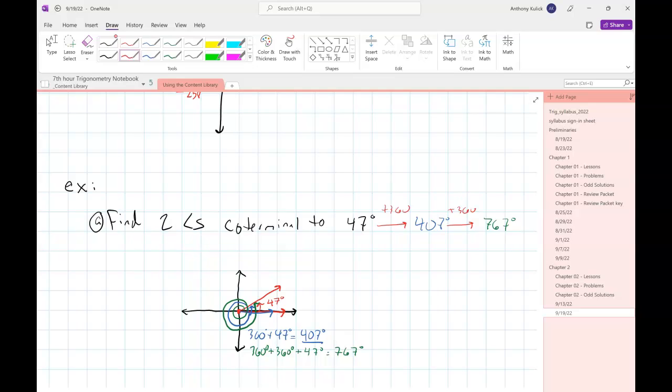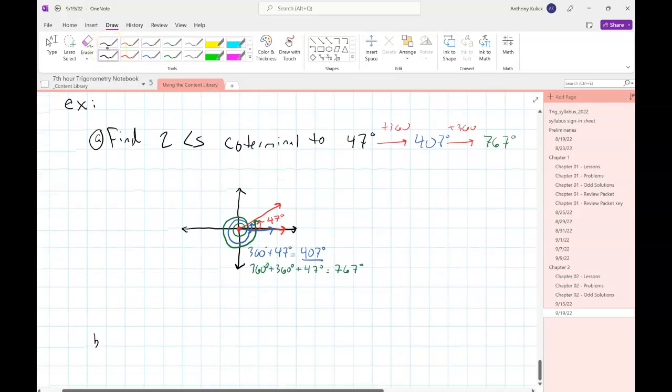Oh, wait a minute, Mr. Kulik, I see it here. To find another coterminal angle, all I have to do is just keep adding 360, right? Each time you add 360, you're going to get another angle that's coterminal. Is everybody cool with that? What else could you do instead of adding? You could subtract. What's subtracting 360 equivalent to? It's just rotating clockwise instead of counterclockwise, right? Everybody cool with that?